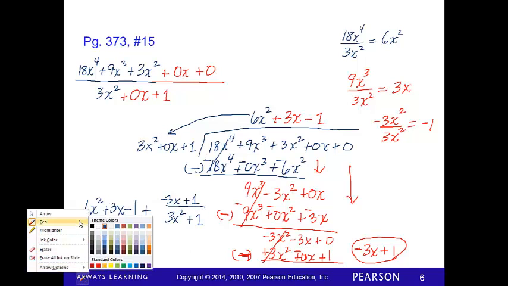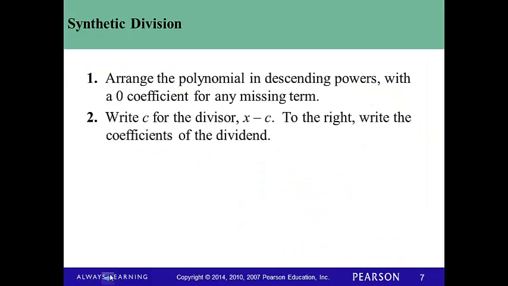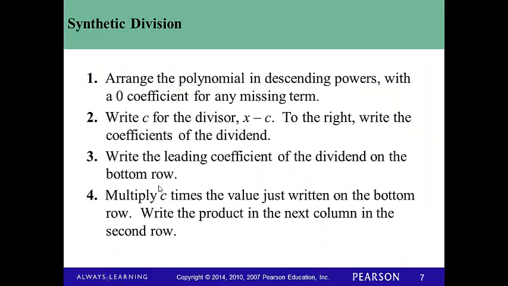Okay, so there's one way that we can divide polynomials. We also can divide polynomials using synthetic division. So let's go through those steps. So first thing it says, arrange the polynomial in descending power with a 0 coefficient for any missing terms. So if you have any missing terms, this time you must have a 0 coefficient. Write C for the divisor, where the divisor is written as x minus C. To the right, write the coefficients of the dividend.